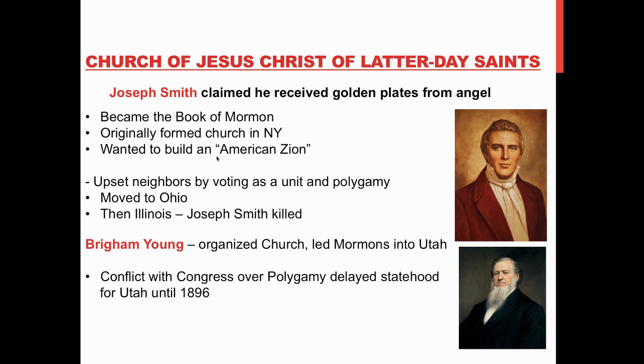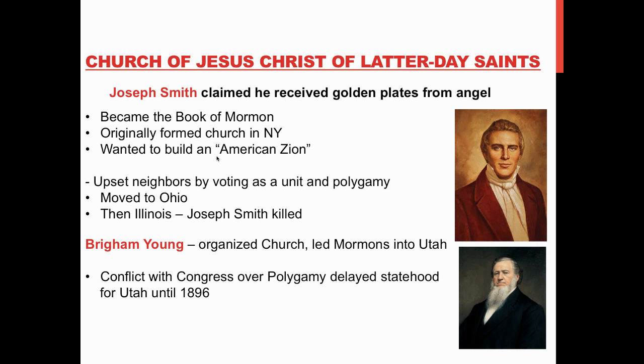Then they move to Illinois. In Illinois, the newspapers are going to start attacking the Mormons for their polygamy. Joseph Smith and his brother are going to come in and ransack the newspaper editor's office. And because of this, he's arrested. And then in jail, a mob comes in and kills Joseph Smith. And that seems like it might be the end of it.